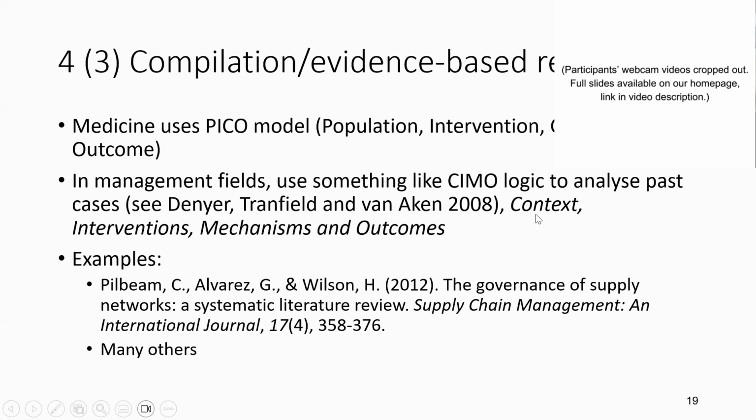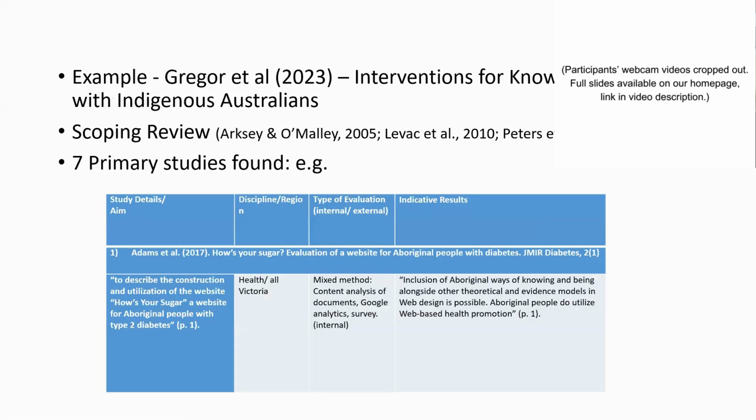And we've used this ourselves. So the work I was doing with some other people on knowledge interventions with Indigenous Australians, we did a scoping review, which meant that we could use different types of article. So they didn't all have to be articles in our journals. In fact, it's better if they're not.